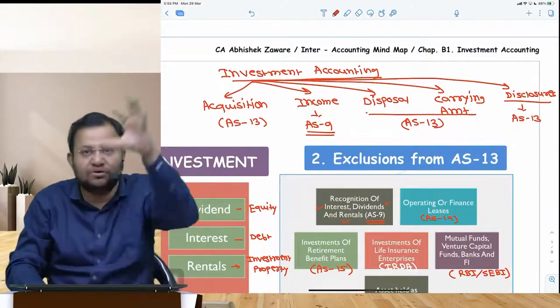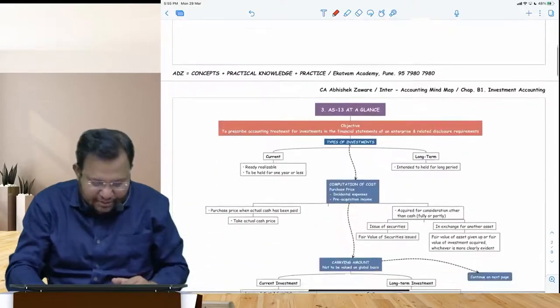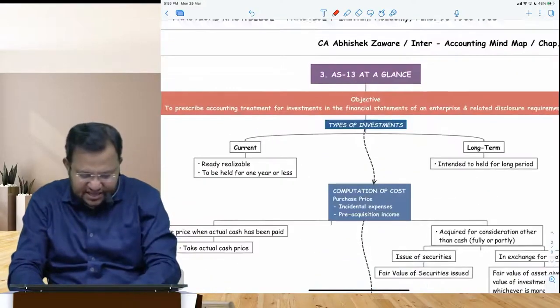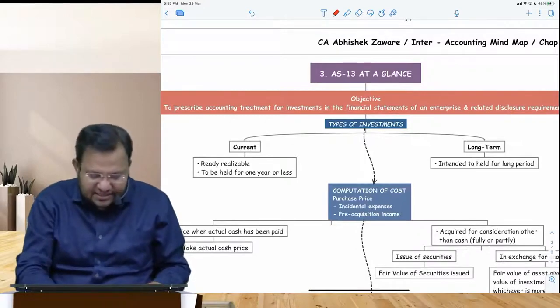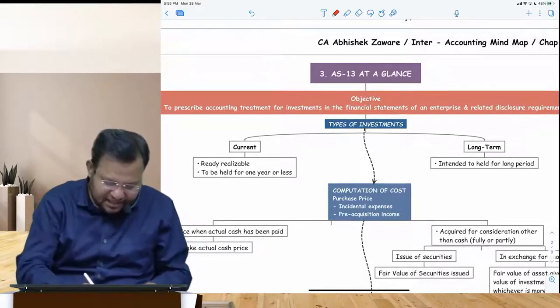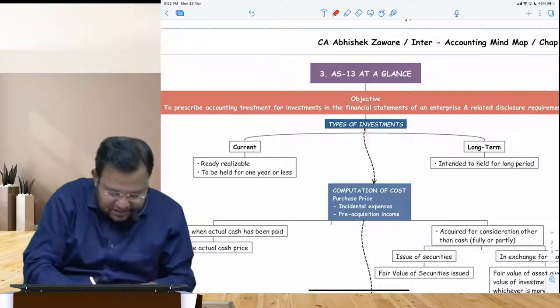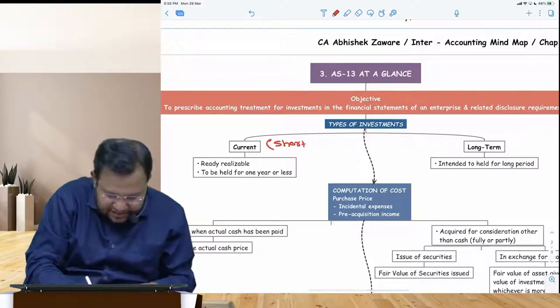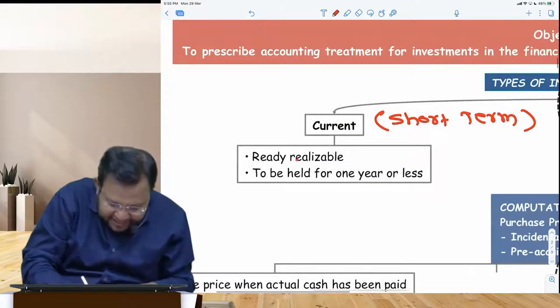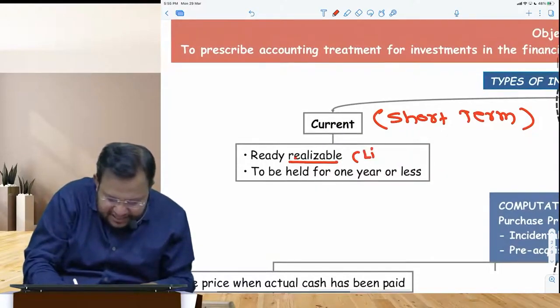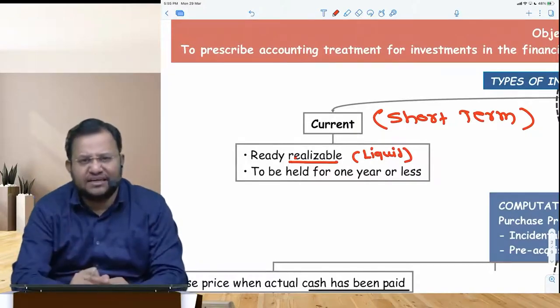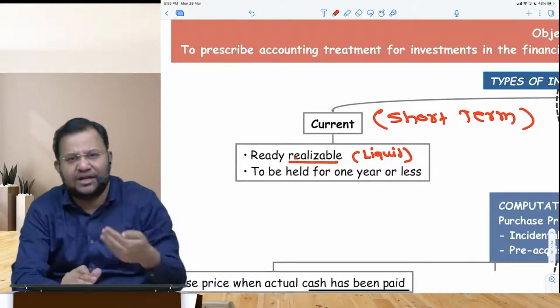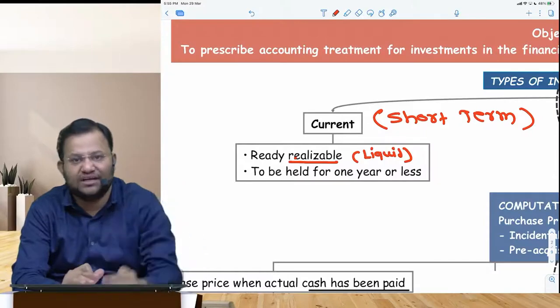So let me give you AS 13 at a glance through a mind map. So this is AS 13 at a glance. For the purpose of accounting, investments are classified into two parts. Current investment, which we call as short-term investment. The criteria for short-term investment is they should be readily realizable, that is, they should be liquid. Now, for example, when you invest in listed company shares, they are liquid because you get the money within 2 days of doing a transaction.